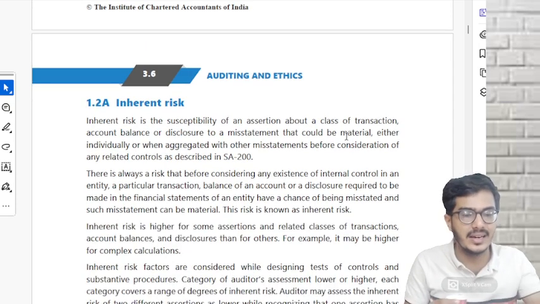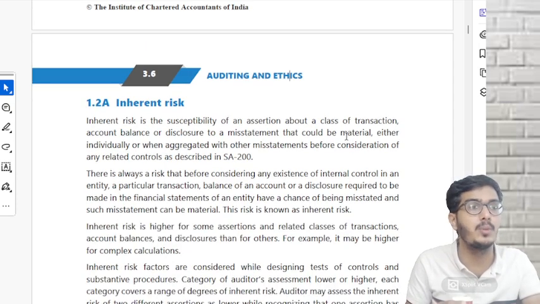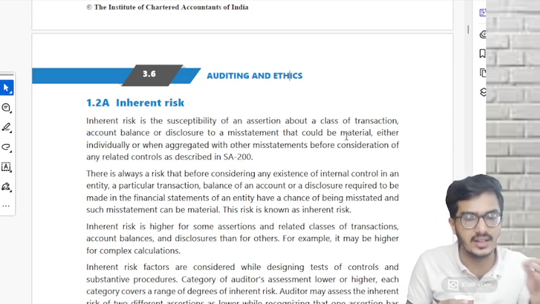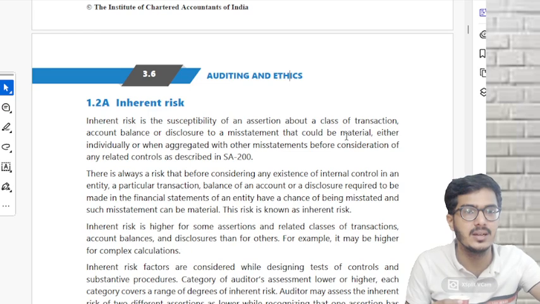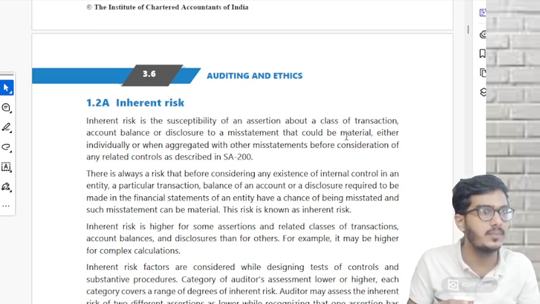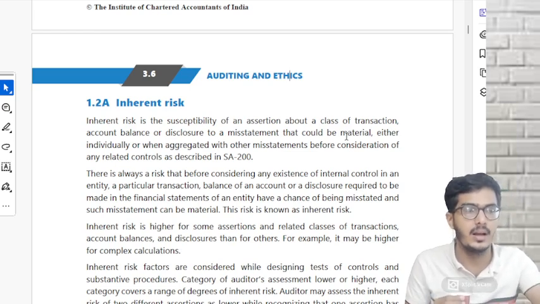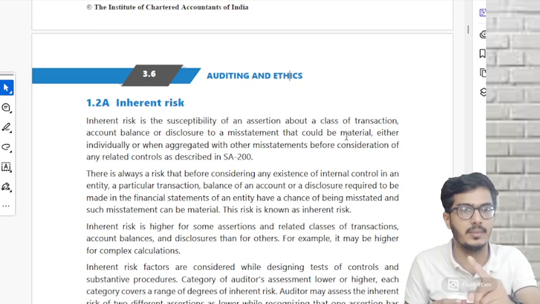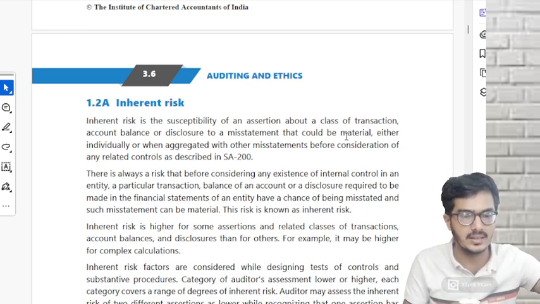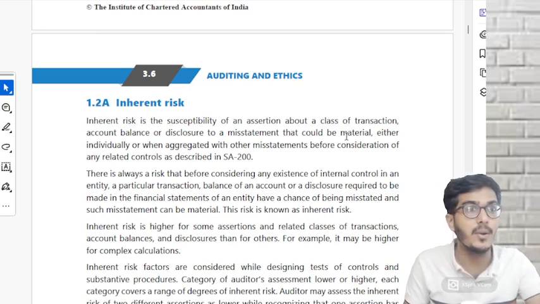So inherent risk is the susceptibility, possibility, probability of an assertion. Assertion means O, C, C, C, A. Basically, an assertion about a COT. What is COT? Class of transaction, which is nothing but a P&L item, account balance, or disclosure, to a misstatement. Understand this much now. Inherent risk is the possibility that an assertion of a P&L item will be related to a misstatement that could be material either individually or aggregated with other misstatements before consideration of any related controls.